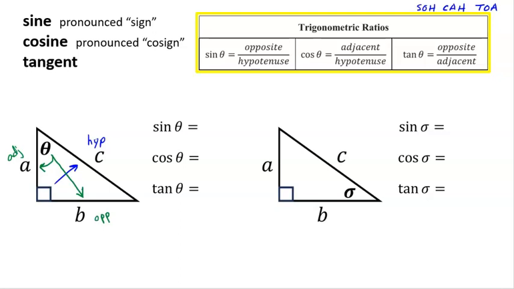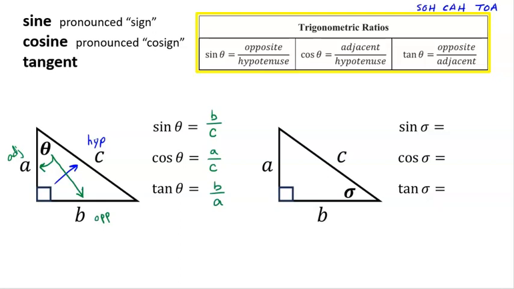For the sine of theta, it's going to be opposite over hypotenuse. So the opposite side from theta is B, and the hypotenuse is C. For cosine of theta, it has the adjacent side over the hypotenuse. So the adjacent side is A, and the hypotenuse is still going to be C. And for the tangent of theta, we have the opposite side B over the adjacent side A. And so that is how you would write your trig ratios.